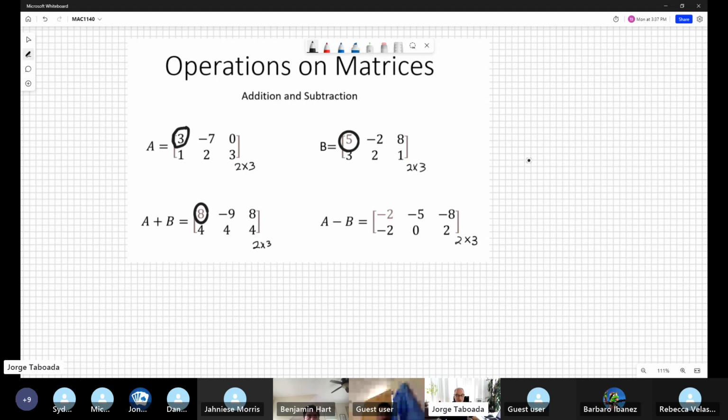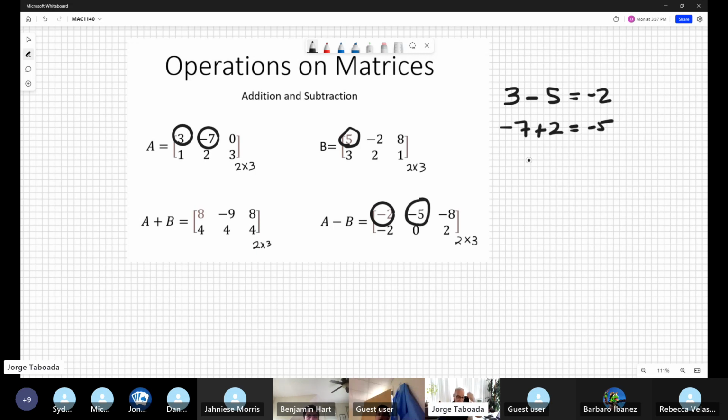Subtraction is similar. As we do in subtraction, for example, the first entry is 3 minus 5, no? But I change the sign of this 5 because of subtracting B. So negative 2. Okay, this is negative 2. And negative 7, suppose negative 7 minus 2, which is negative 9. Super clear?